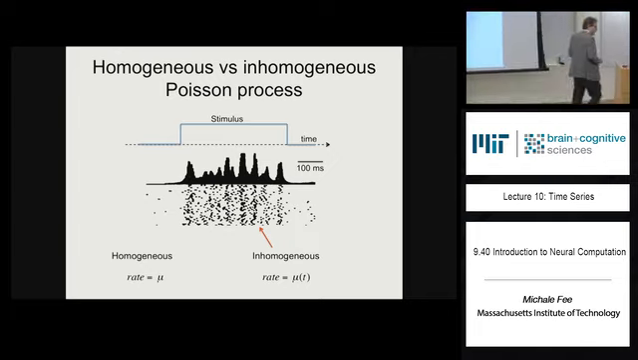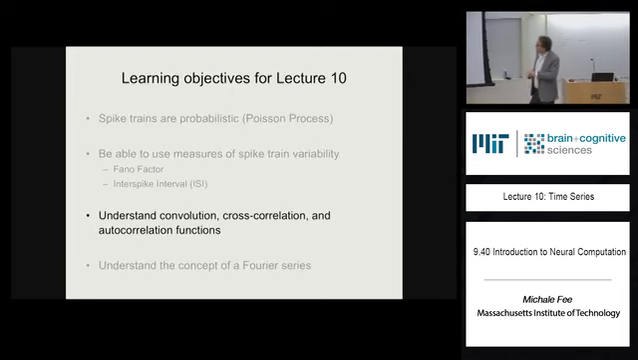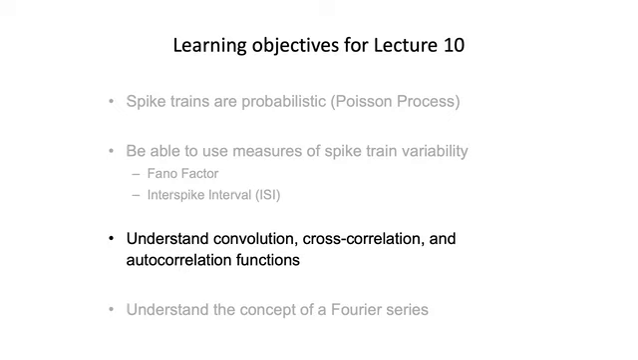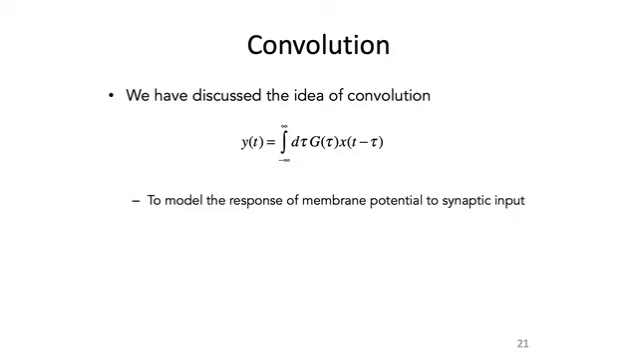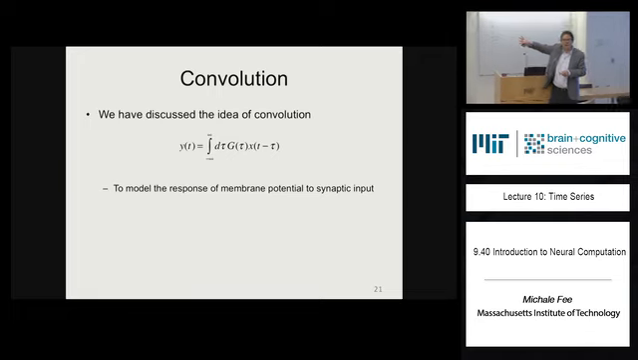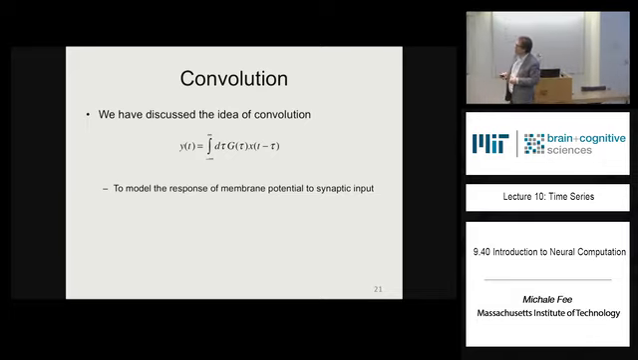Okay, so let's see what's next. All right, so let's change topics to talk about convolution, cross-correlation, and autocorrelation functions. We've been using the notion of a convolution where we have a kernel that we multiply by a signal. We multiply and integrate over time, and then we slide that kernel across the signal and ask where the signal has structure that looks like the kernel. That gives you an output, y of t.